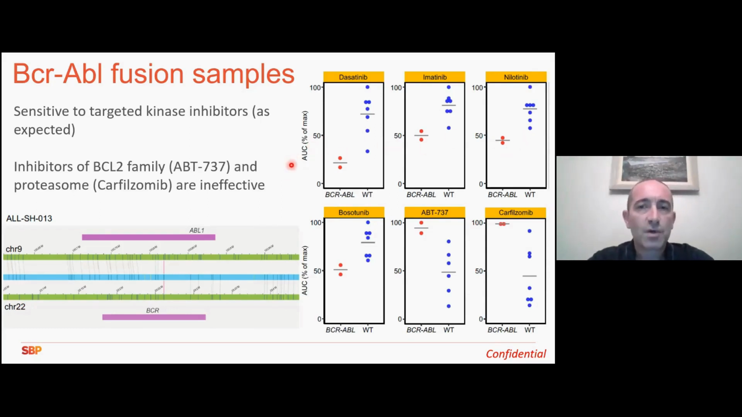But what of associations that we would not expect? Thankfully, in this sample, the 2 samples that have BCR-ABL translocation are more resistant to BCL2 family inhibitors, in this case, an experimental agent, ABT737. But as I said, other agents, such as venetoclax, which target the same proteins, are now used for leukemia patients. So patients that do have BCR-ABL translocations are less likely to respond to this drug based on our findings. And similarly, with the proteasome inhibitor carfilzomib, it's not effective against the samples with the BCR-ABL translocation, but is effective against the wild-type samples.